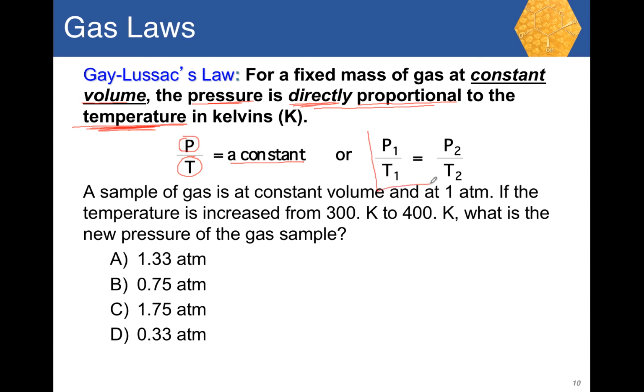So here is the equation of importance. Initial condition and a final condition. So if you have a gas at an initial pressure and an initial temperature, if you change to another temperature, for example, the pressure will also change. So let's see if we can apply this concept. A sample of gas at constant volume, notice constant volume here, which means Gay-Lussac's law, is at 1 atmosphere. So that's the initial. If the temperature is increased from 300, so that's the initial temperature, to 400 K, that's the final temperature, what is the pressure? So set up your equation first and punch these numbers into your calculator and see what you get.